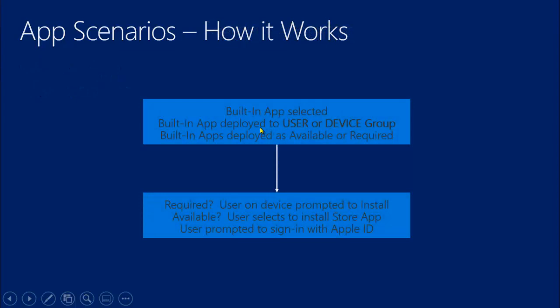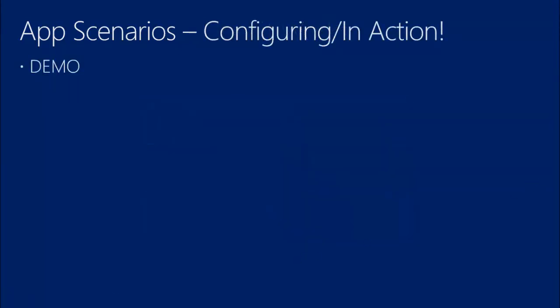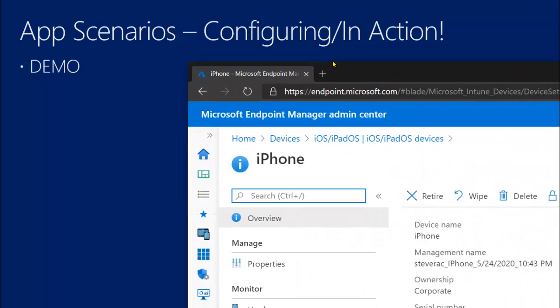The built-in app is going to be selected and deployed to the user or device group, as available or required. You could also do an uninstall, and then the same kind of behavior will be seen. So these are store apps. You've seen the scenario where a user can be prompted to sign in with their Apple ID. That definitely happens in some scenarios, specifically when the user themselves are targeted. So let's actually look at a configuration. Pull back in Intune.